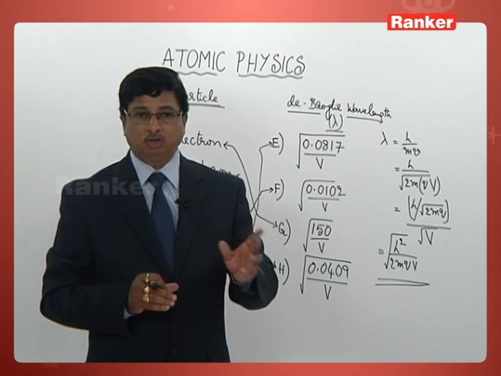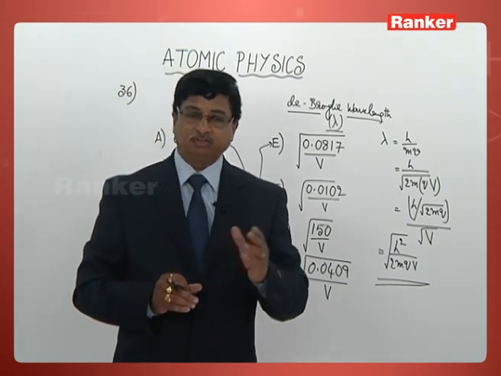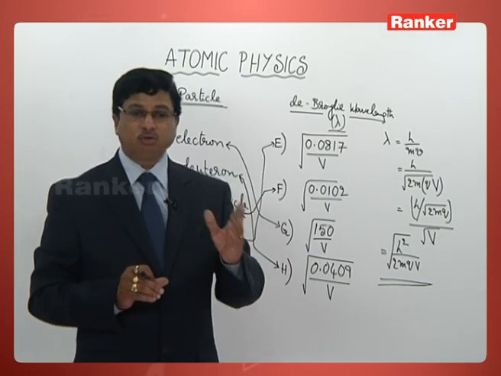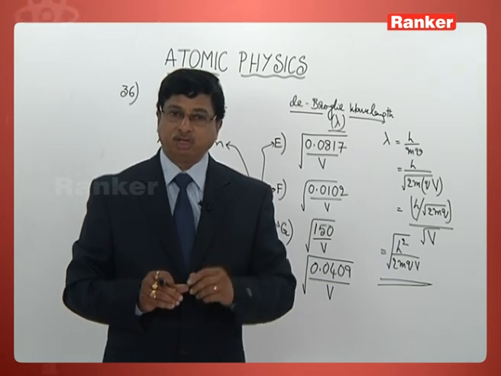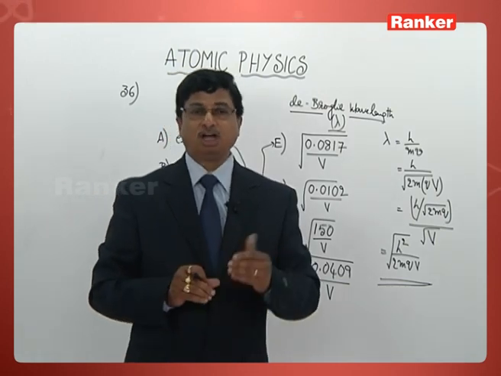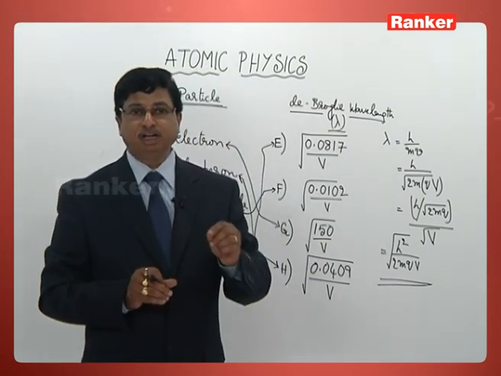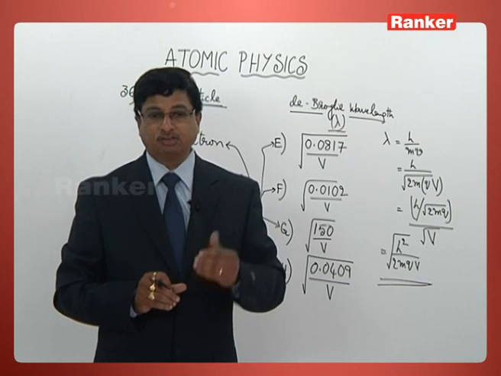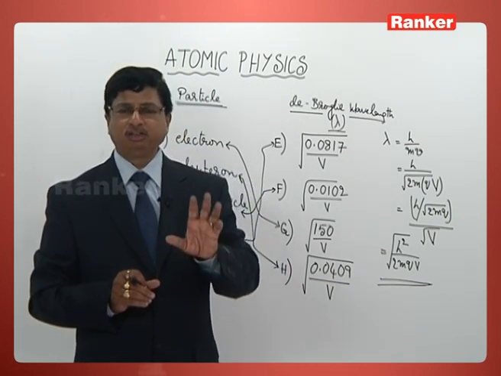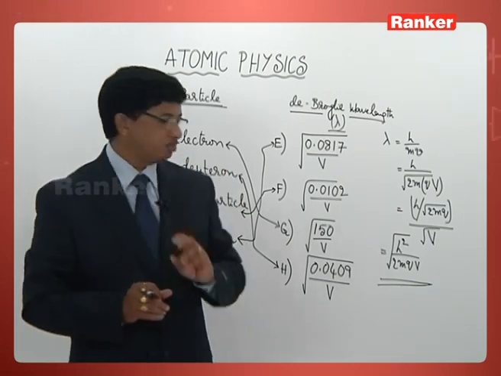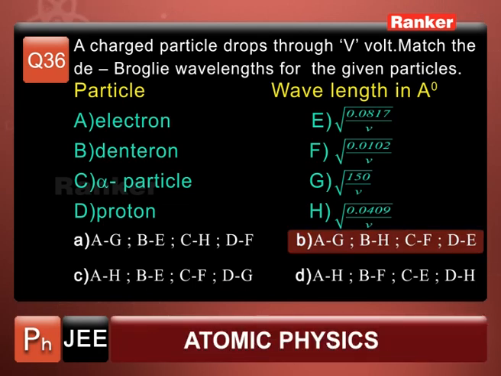First option: A to G, B to E, C to H and D to F. For the second option, he has given A to G, B to H, C to F and D to E. Coming to the third option, A to H, B to E, C to F and D to G. And fourth option, he said A to H, B to F, C to E and D to H. So what is the correct version over there? The correct match is going to be the second option. So directly you can understand the answer for this particular question is going to be B.